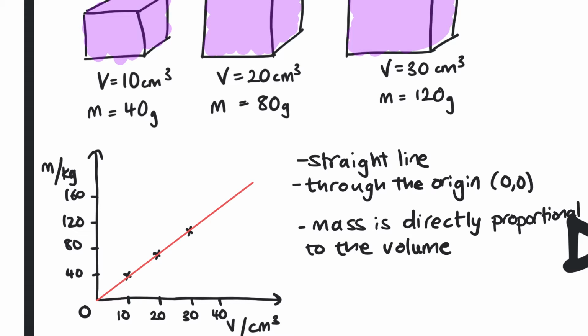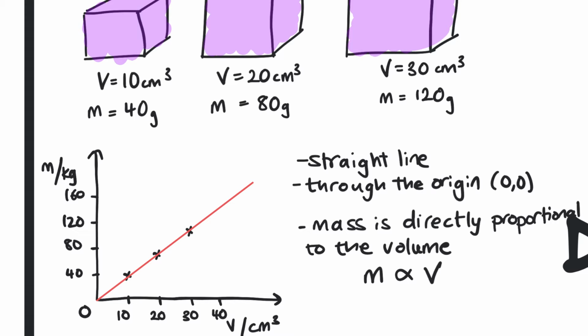What this means is if we were to double the mass, then we would also double the volume. If we were to treble the mass, then we would treble the volume. Or if we halved the mass, then we would also halve the volume. Mathematically, we can write this as m is proportional to v. So m is the mass and v is the volume.